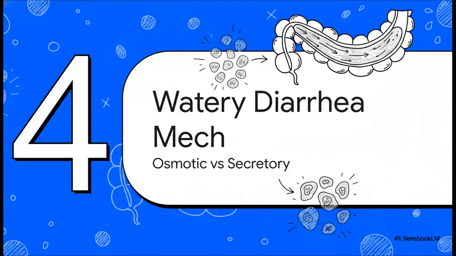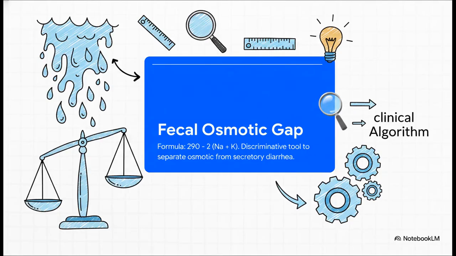But what if those inflammatory markers were totally normal? Well, we enter the non-inflammatory pathway, specifically Section 4, Decoding watery diarrhea mechanisms. If your patient has watery diarrhea, you need a tiebreaker. Enter the fecal osmotic gap. The formula is 290 minus 2 times the sum of sodium and potassium in milliequivalents per liter.